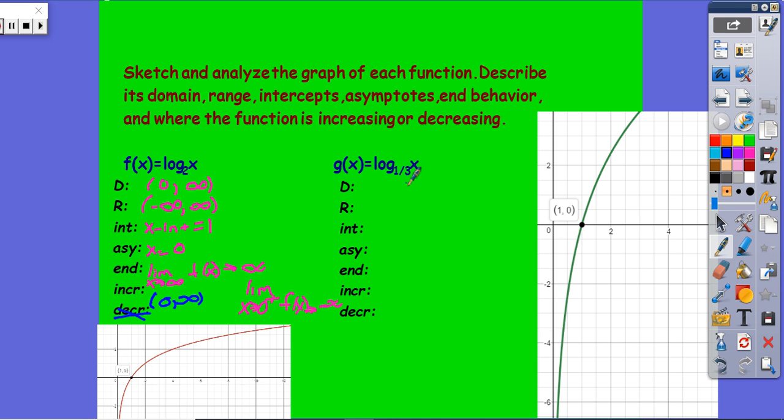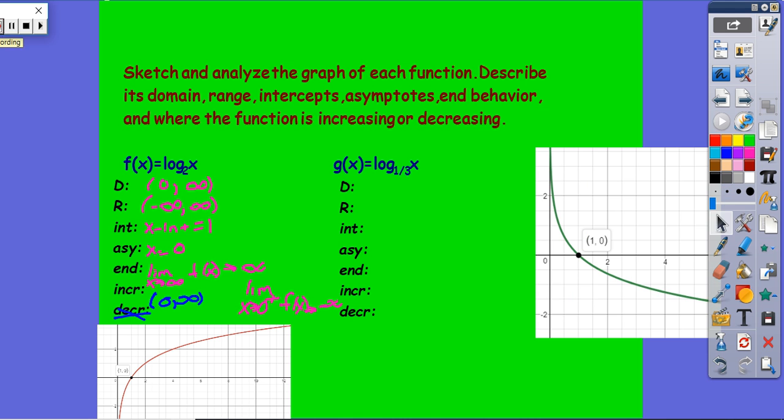Well, notice I changed the base to 1/3. It's still the same thing. Actually, this is not that graph. Hold on, let me get the right one. Here we go, this looks better. This is the graph of a log with a base of 1/2, because notice the base 2, which was larger than 1, is going to be increasing, but the 1/3, which is less than 1, is going to be decreasing.